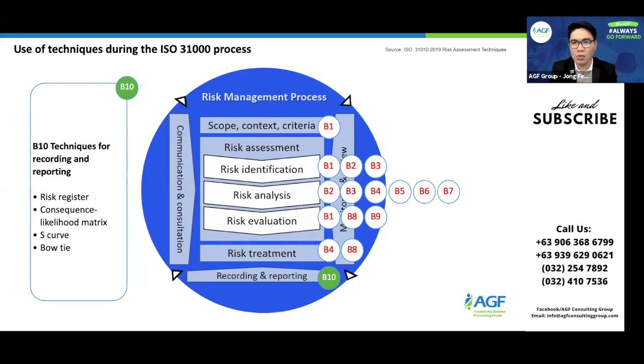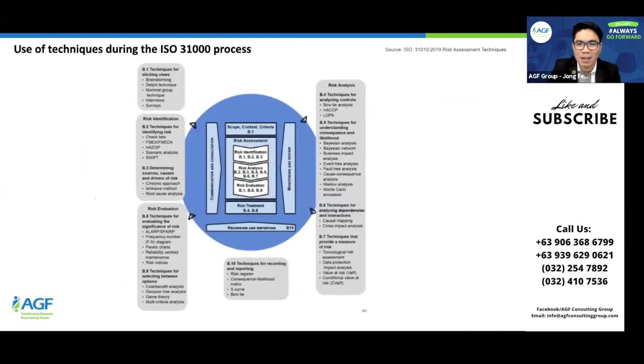Are you learning so far? I hope you were able to follow that. So in a nutshell, it looks like this. See how many tools there are, and it's all connected to your risk management steps.